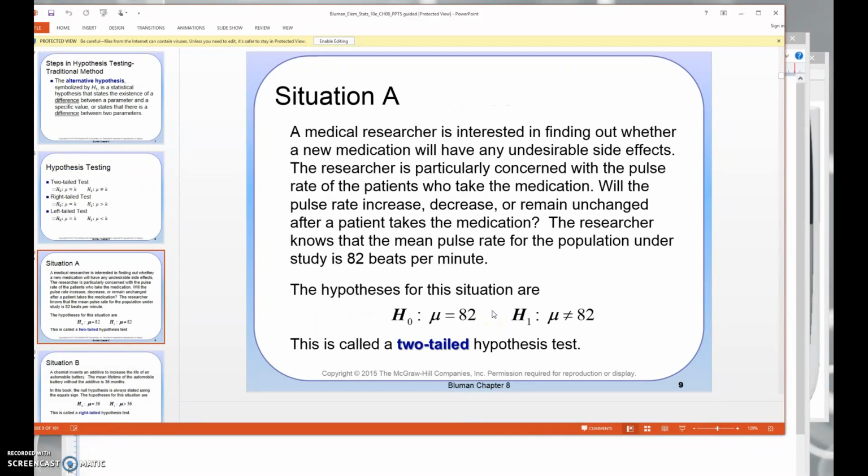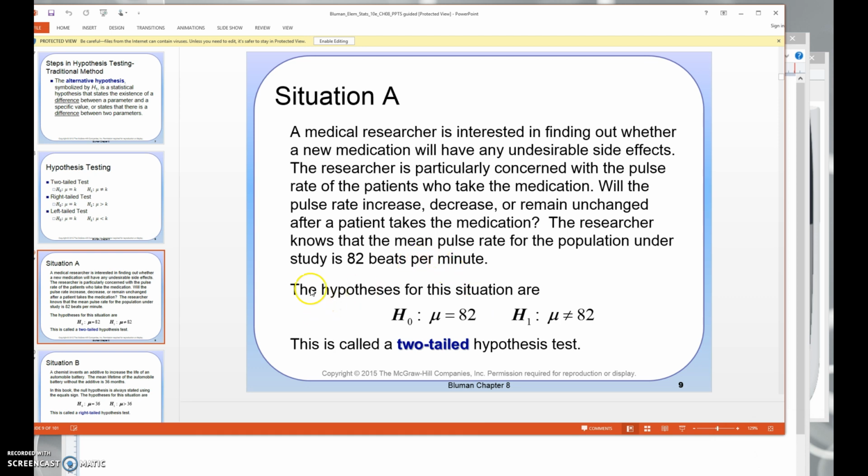Here is a situation that talks about wanting to do research. A medical researcher is interested in finding out whether a new medication will have undesirable side effects. The researcher is particularly concerned with the pulse rate of patients who take the medication. Will the pulse rate increase, decrease, or remain unchanged after the patient takes the medication? The researcher knows that the mean pulse rate for the population under study is 82 beats per minute.